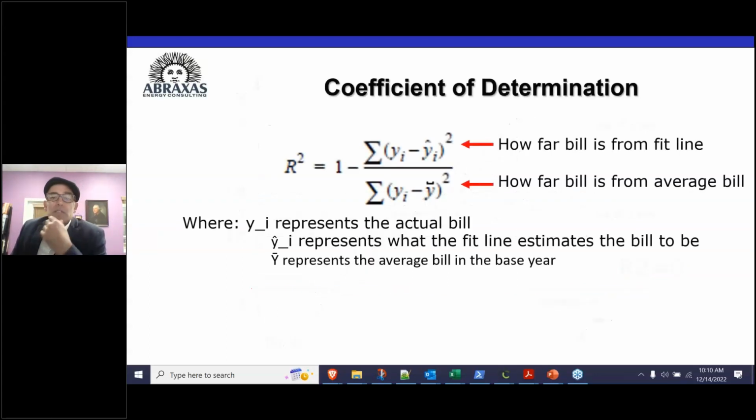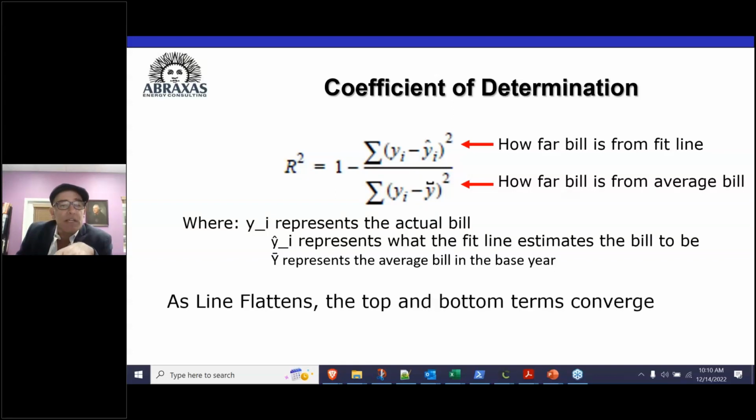Okay, so let's look at this equation. This is how the R squared is calculated. The top is how far the bill is from the fit line. And then the bottom is how far the bill is from the average bill. All right, so as the line flattens, the top and bottom converge. What does that mean? Actually, let's look at it this way.